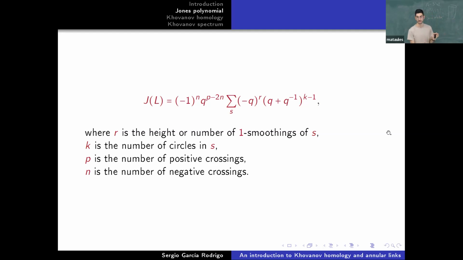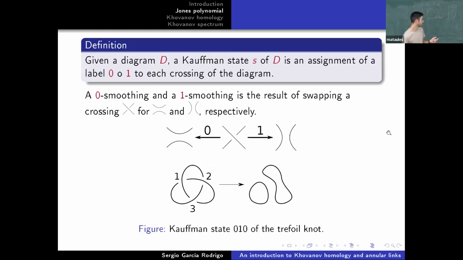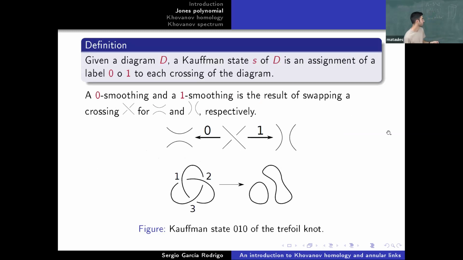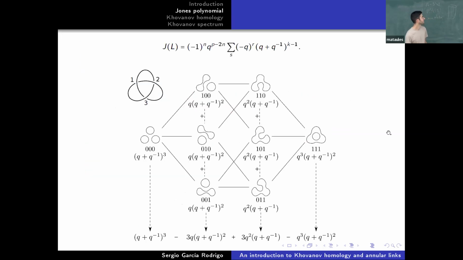Okay, r is basically the number of ones that we have. So in this one right here, r would be 1 because we only have one 1. And k is the number of circles we have. So right here we have 2 circles, so k would be 2. And this allows us to compute the Jones polynomial in an easy way. We said that it only depends on the Kauffman states.